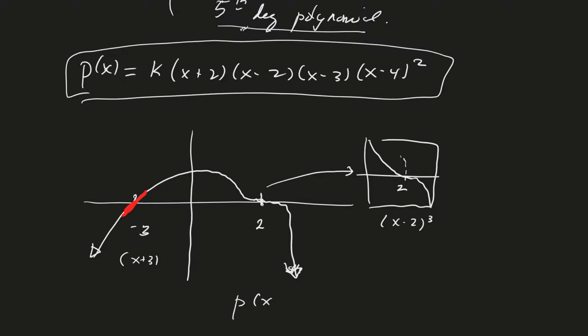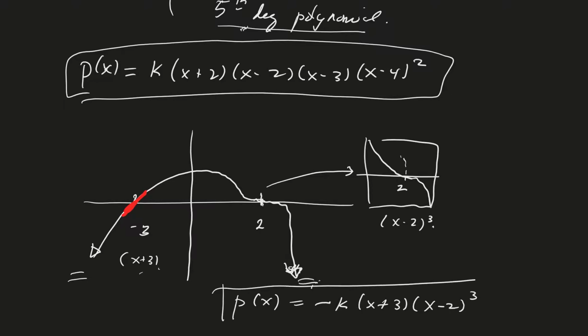Your polynomial, what's the degree of the polynomial? 3 and 1 is 4. 4th degree polynomial, as x goes to positive or negative infinity, our y values are going to negative infinity. So therefore it's going to be a minus k times x plus 3 times x minus 2 cubed. Good. And so this would be the equation of your polynomial. Very good.